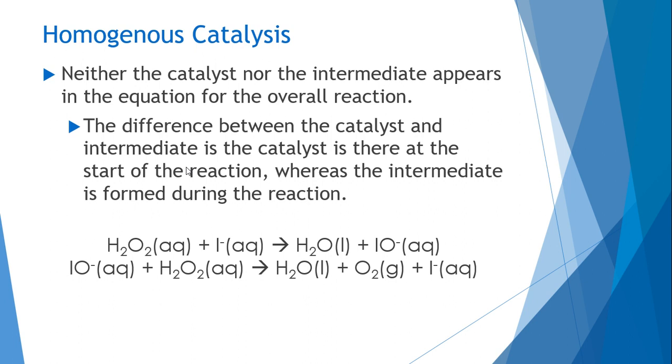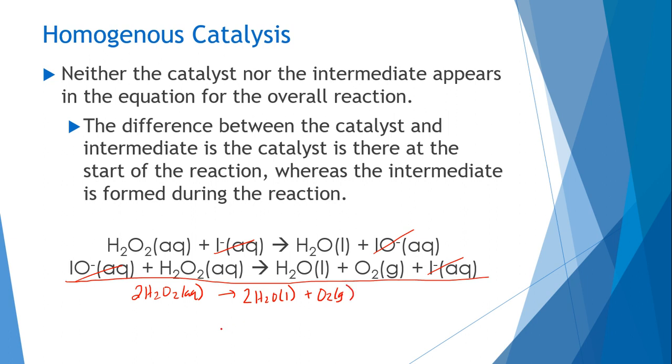Now, when we look at a catalyst, it is not part of the overall chemical reaction. Similar to intermediates, they are not going to be in it. So, for example, if we see the equations down below, step 1 and step 2, and we write the overall net equation, you're going to note that we cancel out I⁻ and then we cancel out IO⁻. What we're left with is 2 hydrogen peroxides in the aqueous phase, 2 waters, and some O2 gas.